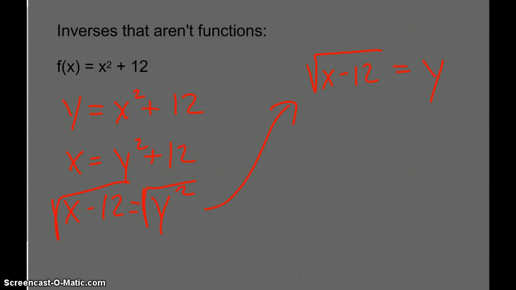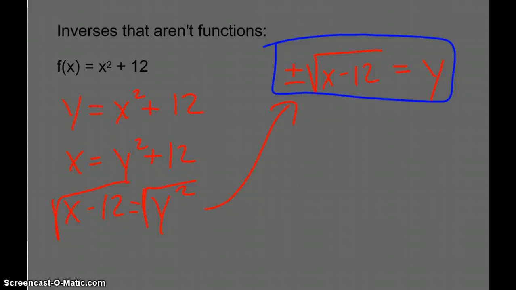Hopefully a couple of you have caught on right now that we have not given a complete solution, because whenever we use the square root method, we said we create two solutions, plus or minus. So now we have a problem. Our inverse equation is y equals plus or minus radical x minus 12, and the problem is that's not a function.